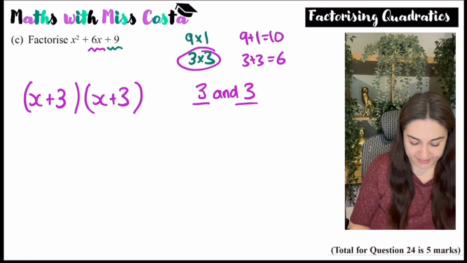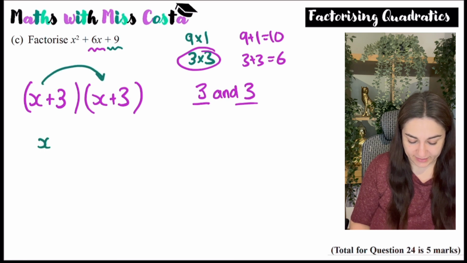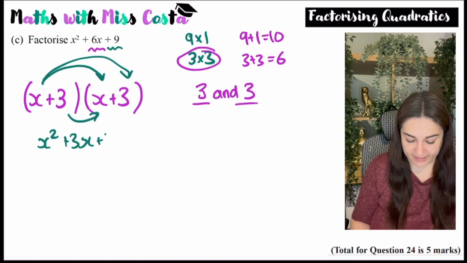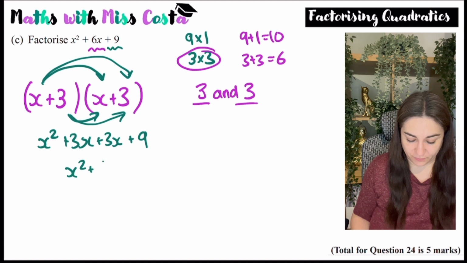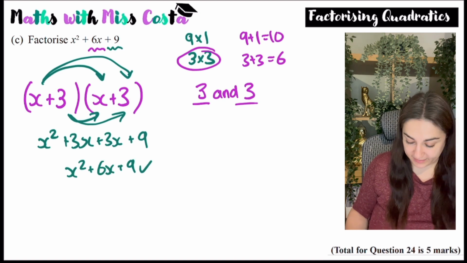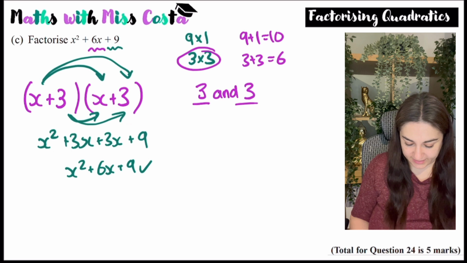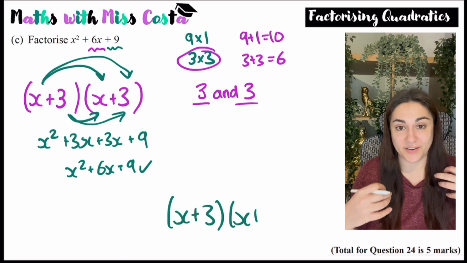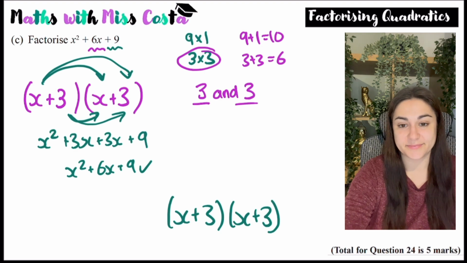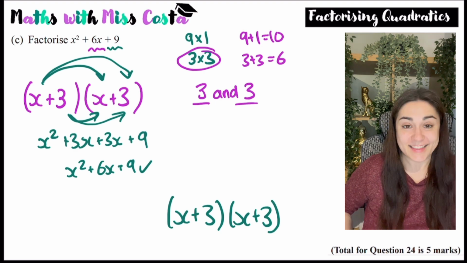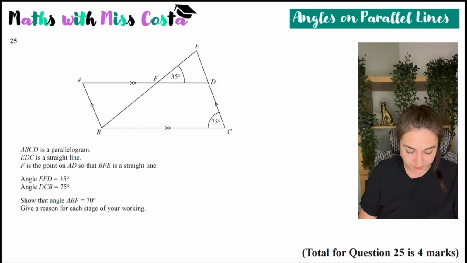So x times x is x squared, x times 3 is 3x, 3 times x is 3x, and 3 times 3 is 9. Simplify it, x squared plus 6x plus 9, so you know you've done it right. But this is you expanding the bracket out. The answer is x plus 3, x plus 3. Factorise just means put it into brackets. And that's the end of that.